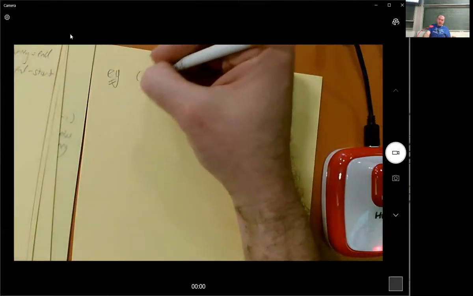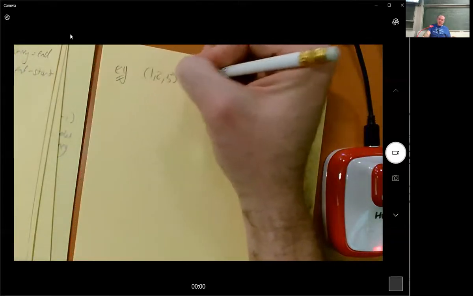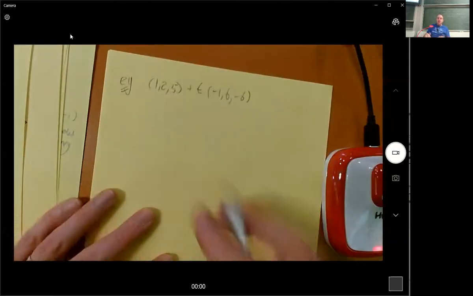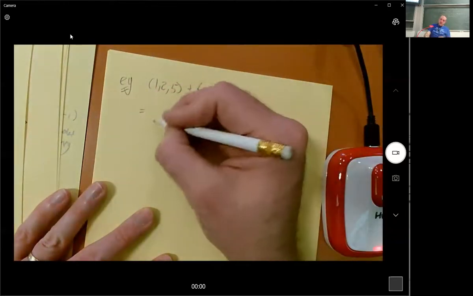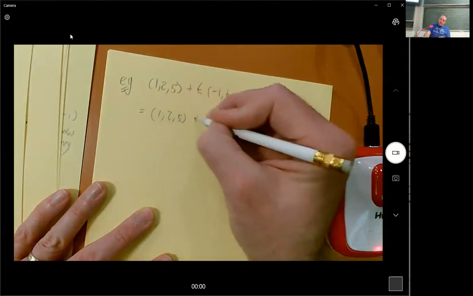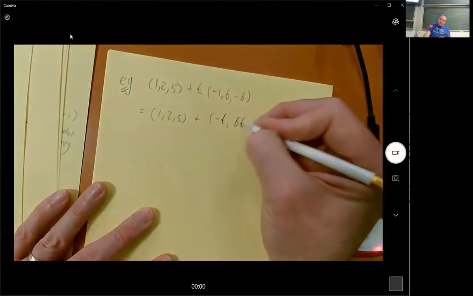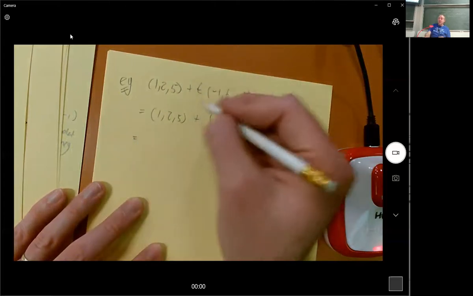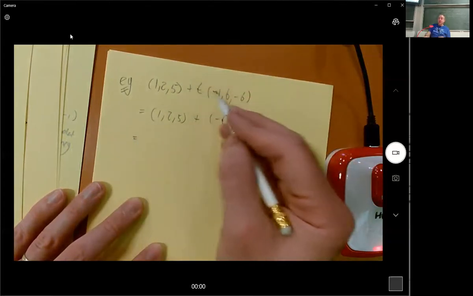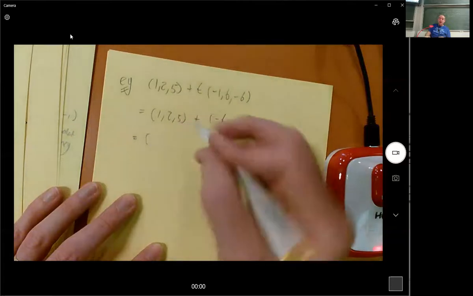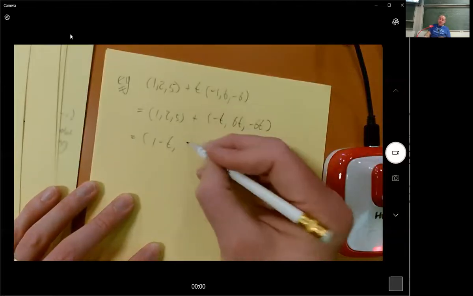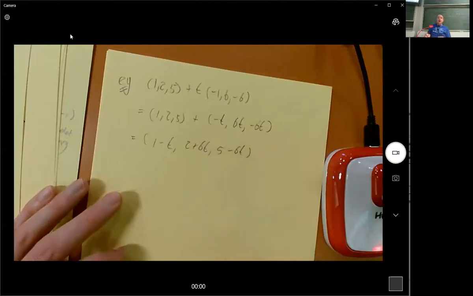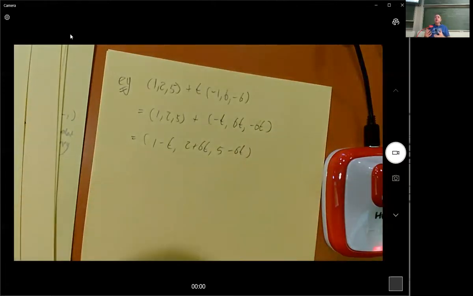1, 2, 5 plus t times -1, 6, -6. That's the same as saying 1, 2, 5 plus -t, 6t, -6t. Because that's how vector multiplication works with coordinates. You just times this number by all of those numbers. And then you can add the matching coordinates. That's 1 minus t, 2 plus 6t, 5 minus 6t. And this is the parametric form.